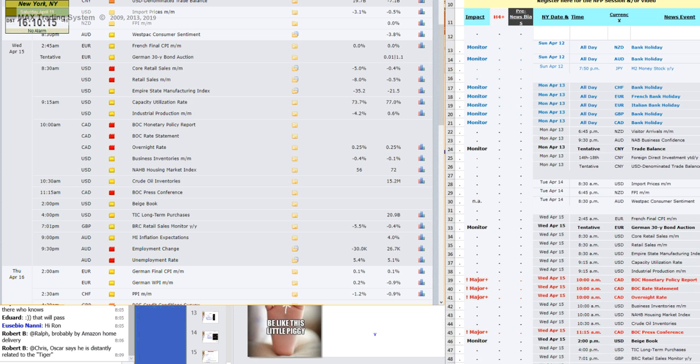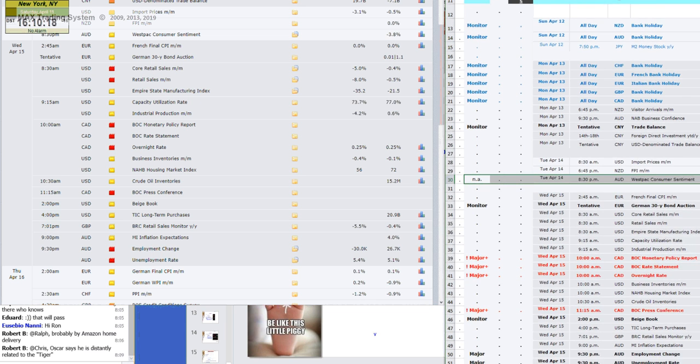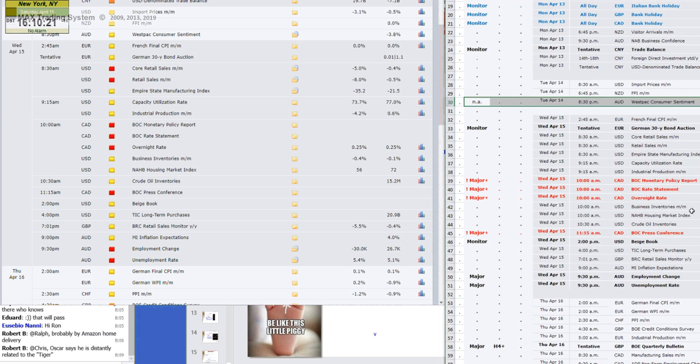On Wednesday we will have the US dollar core retail sales month-over-month, major, and the retail sales month-over-month, major too. Then we'll have a big one in red for the CAD: the Bank of Canada Monetary Policy Report, the Bank of Canada rate statement, and the overnight rate. So major plus higher time frames. Then monitor the US dollar crude oil inventories.